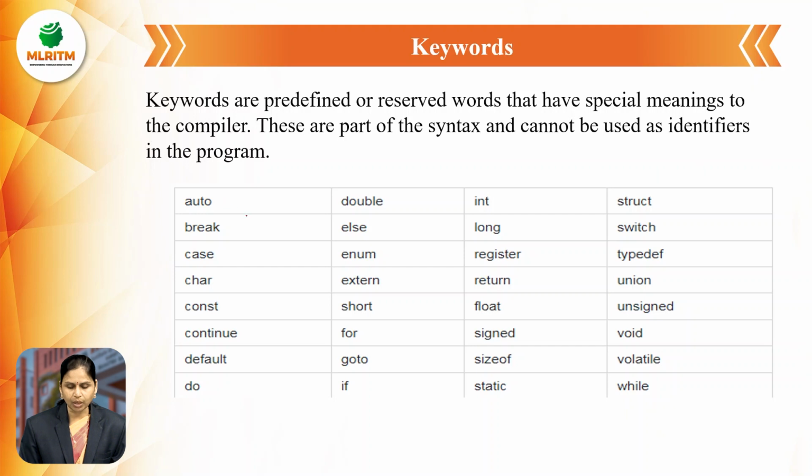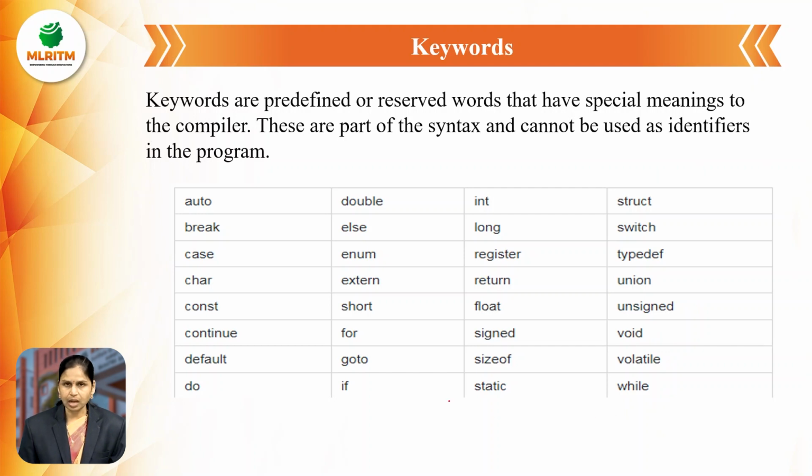The first one is auto, break, case, char, const, continue, default, do, double, else, enum, extern, short, for, goto, if, int, long, register, return, float, signed, sizeof, static, struct, switch, typedef, union, unsigned, void, volatile, while.